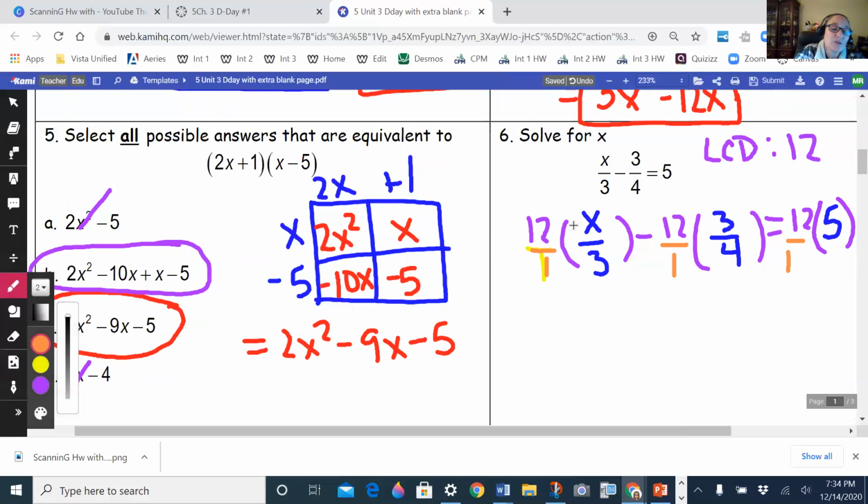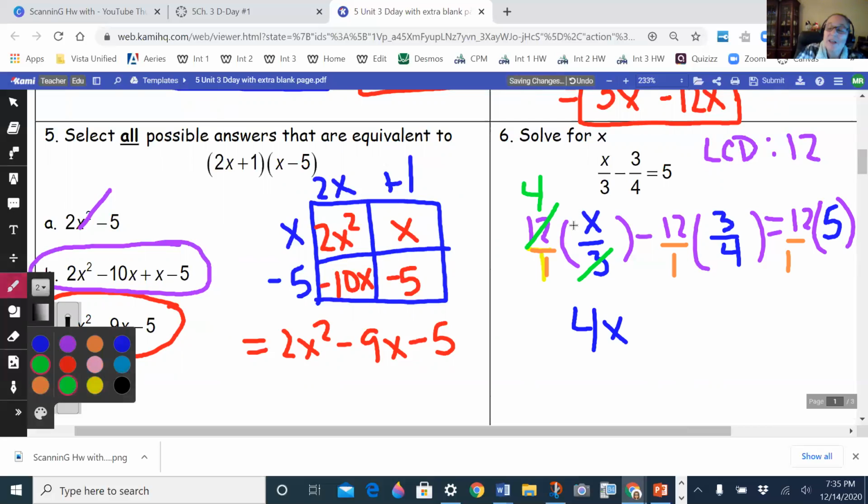But the whole reason we were doing this is we wanted to have things cancel out, and we do. 3 goes into 12 4 times, so we end up with a 4x. And then 4 goes into 12 3 times, and negative 3 times 3 is a negative 9. And then we have 12 times 5, which is 60.